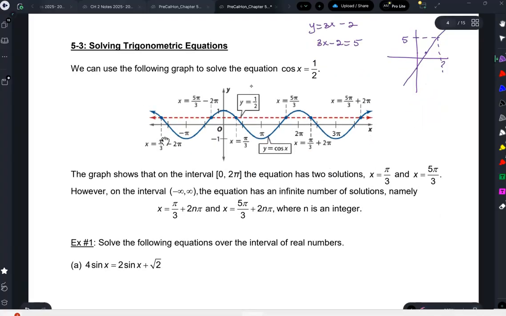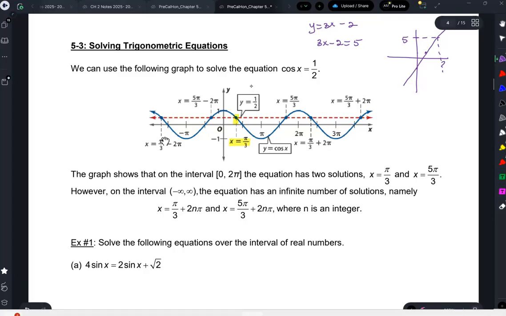Now, when you have something like cosine of x is equal to a half, this is the blue one, y equals cosine of x, and the red one is y equals a half. So now we can see where the points of intersection are, and those are the solutions. You can see there is a solution right here at x equals pi over 3. But that's not the only place that they intersect.